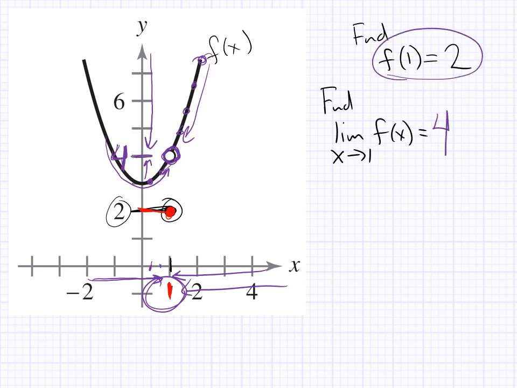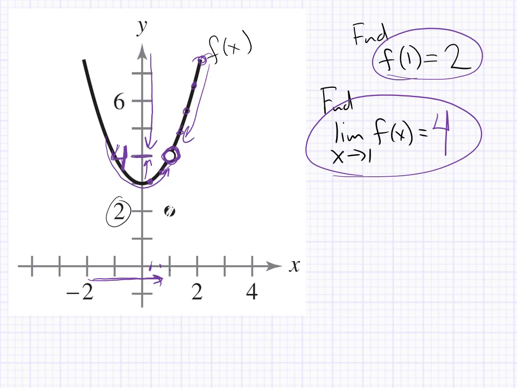So the function value and the limiting value are different. Sometimes they're the same, but sometimes they're different. I mean, I could have taken this whole thing and I could have just flat out deleted this point right here altogether. And I said, answer this question. What's f of 1? In which case you couldn't even have said 2. You would have just said it's undefined.